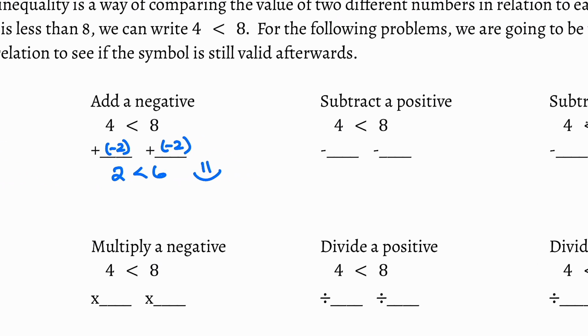What if I subtract a positive number? Let's say I subtract 1 from both sides. I know 4 is less than 8, but if I subtract 1, I get 3 and 7. Notice that that inequality is still working.